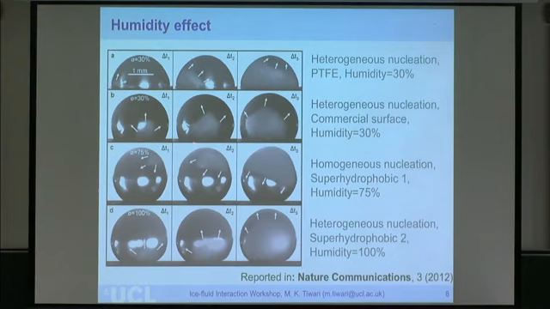Go to the other side, very high contact angle. Even if we go to humidity of 70 or 80%, we still see homogeneous nucleation, meaning high contact angles are not good if we have evaporation present. If we kill the evaporation by going to saturated humidity conditions, of course we get back to heterogeneous nucleation again. So this shows us that we are not on the wrong track.